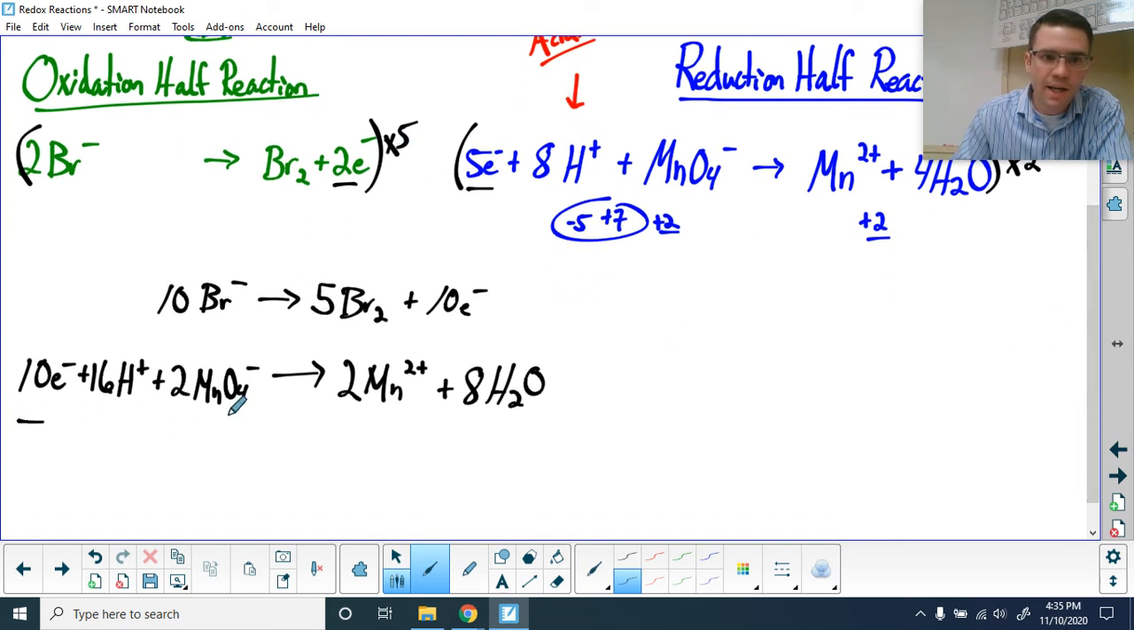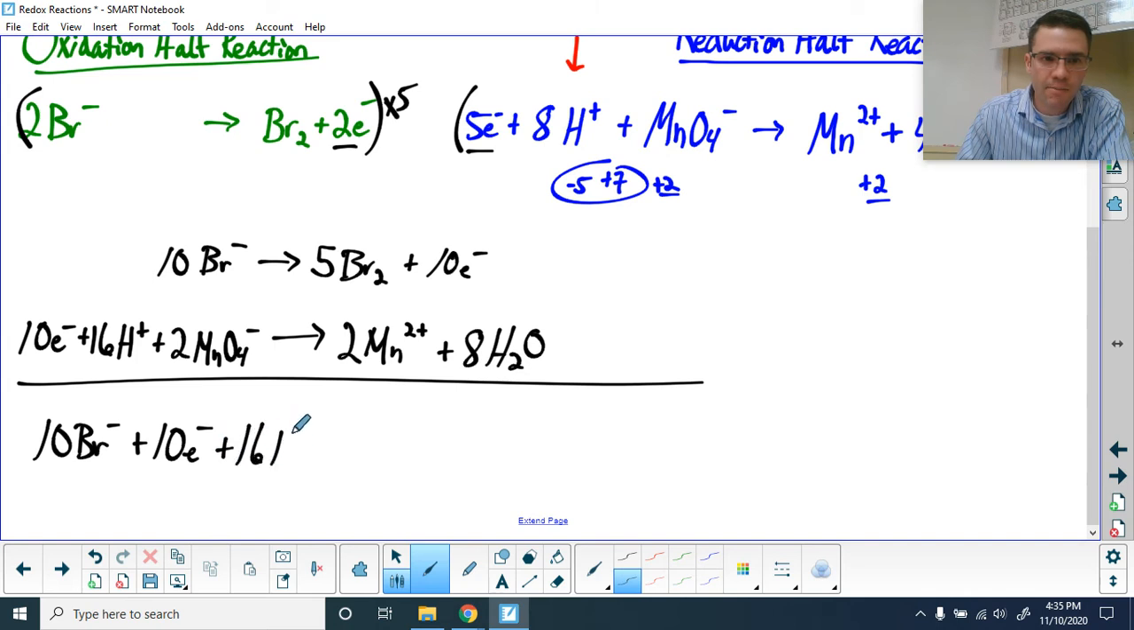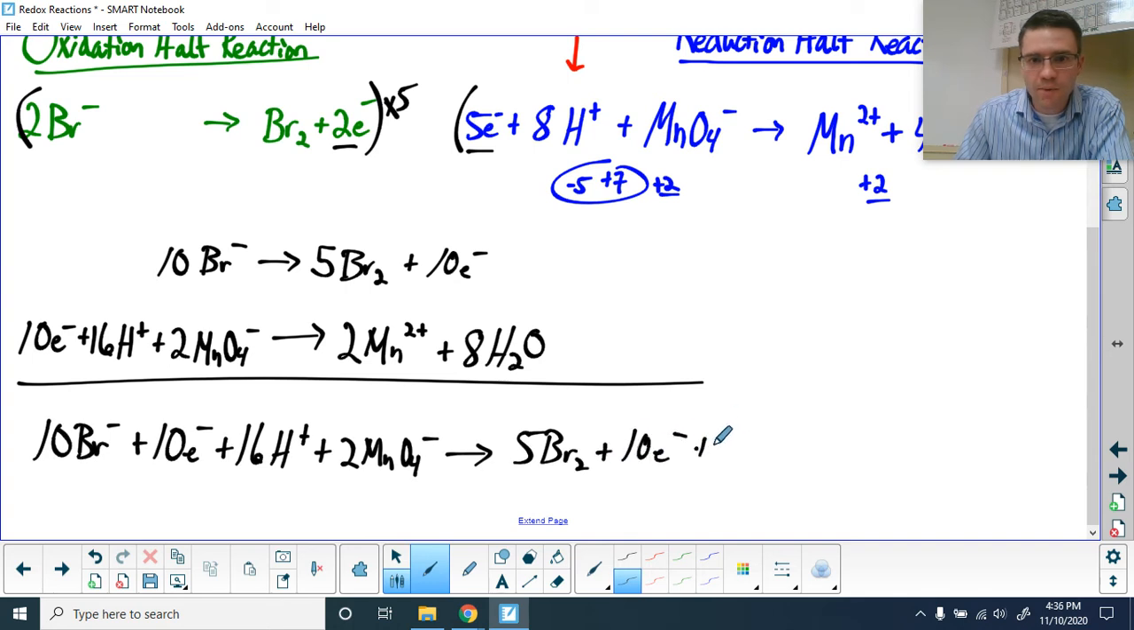And now I can add these together to make one overall equation. And my overall equation would be this. 10 Br minus, plus 10 electrons, plus 16 H pluses, plus 2 MnO4 minus, turns into my products, 5 Br2 plus 10 electrons, plus 2 Mn 2 plus. We're just taking everything on the product side and combining them, and everything on the reactant side and combining them.